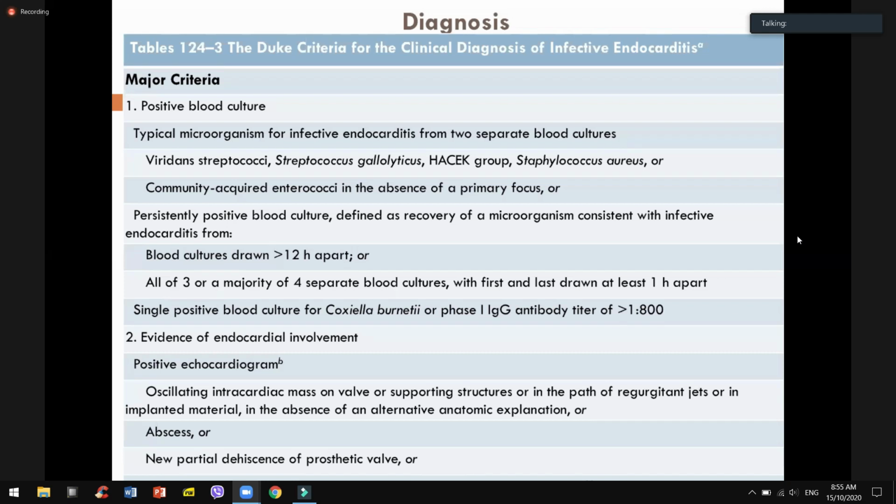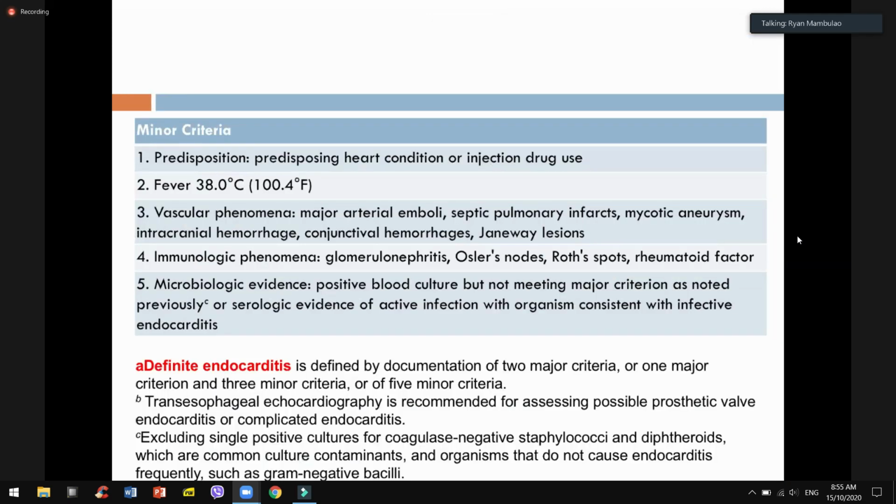Okay. So, the 5 minor are predisposing risk factors. Malamang meron kayo makukuha sa history, and then fever. And then yung mga vascular phenomena like arterial emboli, septic pulmonary infarcts, mycotic aneurysm, intracranial hemorrhage, conjunctival hemorrhage, or Janeway lesions. Yung Janeway lesions, ito yung mga parang hemorrhage na konti-konti lang, maliliit sa kamay at sa paa. Pag immunologic phenomena naman, you have glomerulonephritis, pwedeng Osler's nodes, Roth spots, rheumatoid factor.